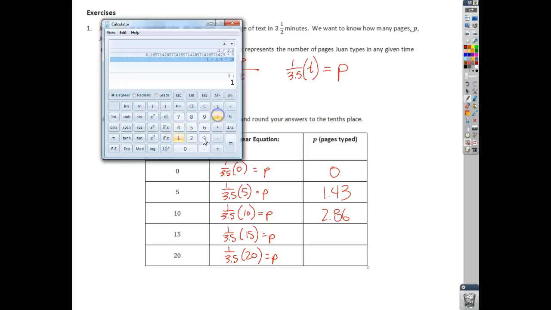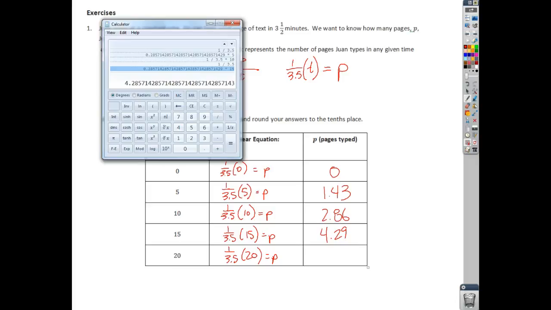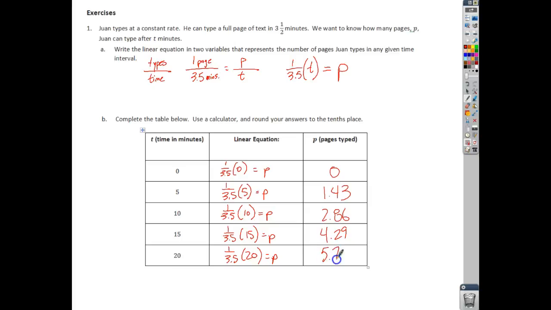Let's do 1 divided by 3.5. We'll hit equals, and then multiply this by 15, and we get 4.29 pages, okay? And then the last one here: 1 divided by 3.5 equals, and then multiply that times 20, and we'll get 5.71. That seems right, because in 20 minutes he should do about double what he does in 10 minutes, and this is about double there.